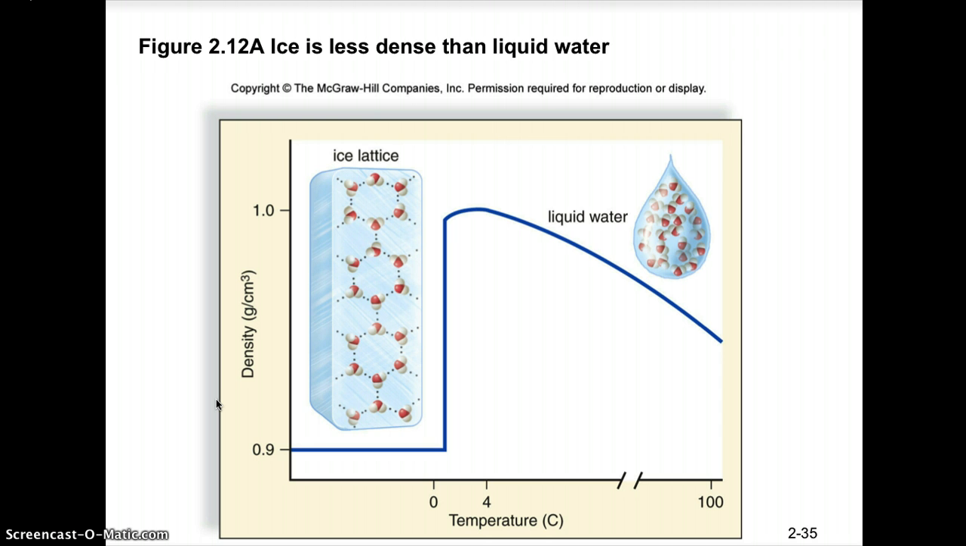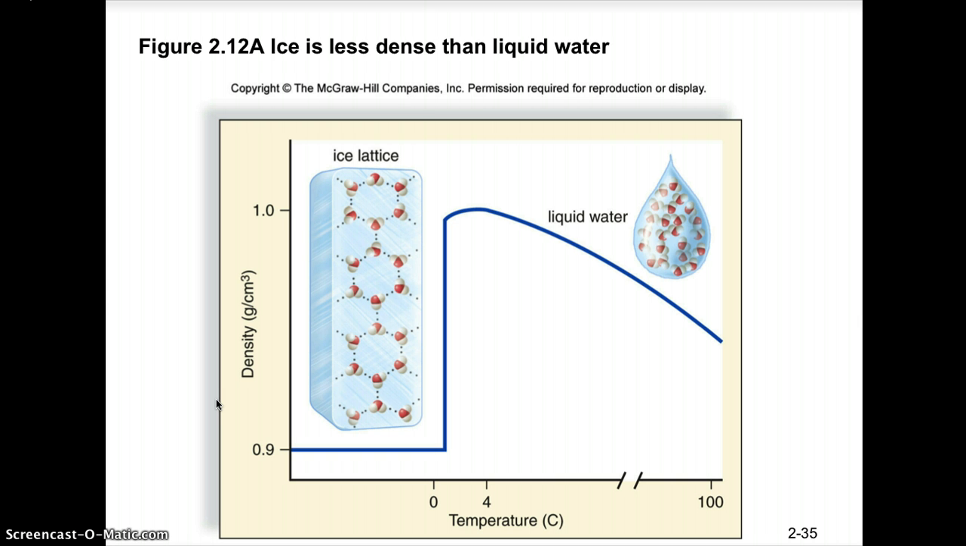If you look, ice is less dense than liquid water. On the y-axis, we have the density in grams per centimeter cubed. We have 0.9, and then we have the density of 1.0. So we see that the ice lattice is about 0.9, and then liquid water has a density of about 1.0 grams per centimeter cubed, or you could say grams per milliliter.